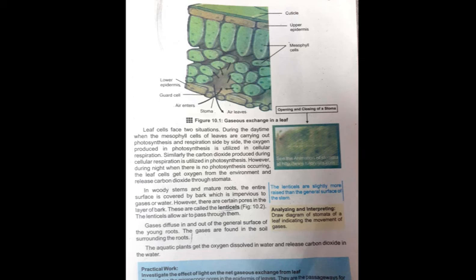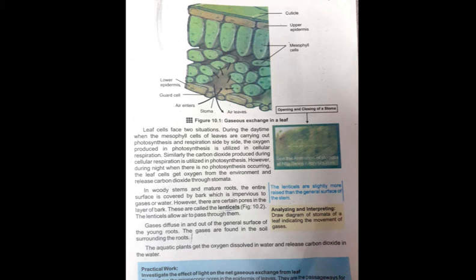So what we have studied today is gaseous exchange in plants. There are three methods of gaseous exchange in plants. In young stems and leaves, gaseous exchange occurs through stomata, and in some leaves and stems, gaseous exchange occurs through the cuticle. Some mature plants and stems have small pores in their barks, and these pores are called lenticels, and gases diffuse through these pores.